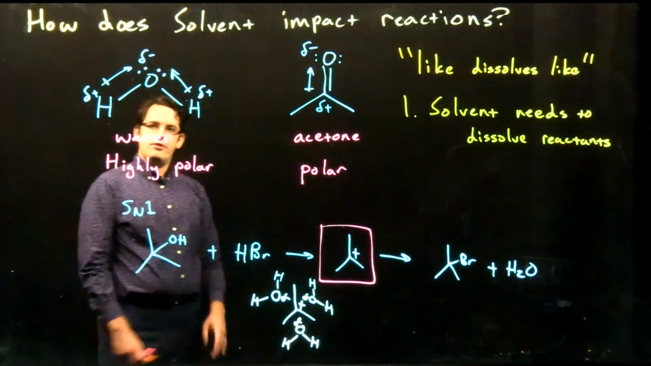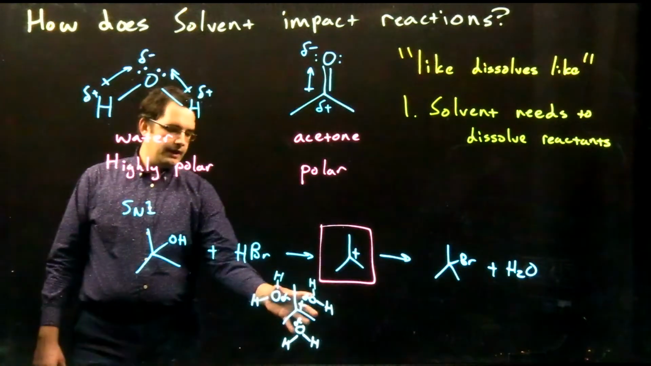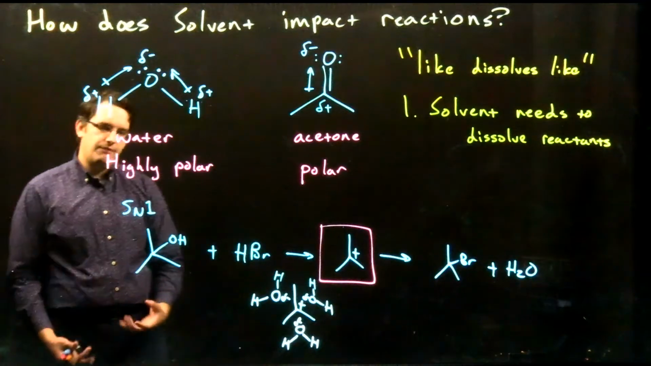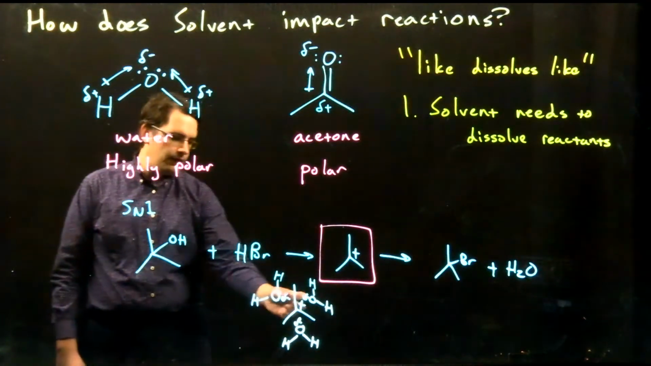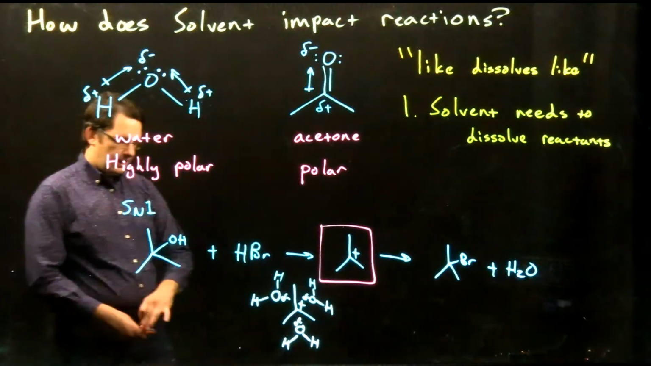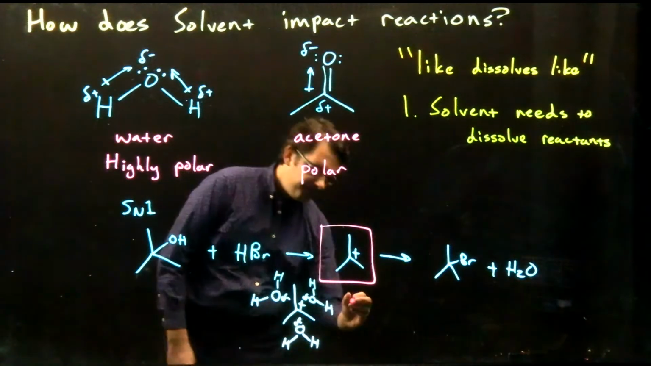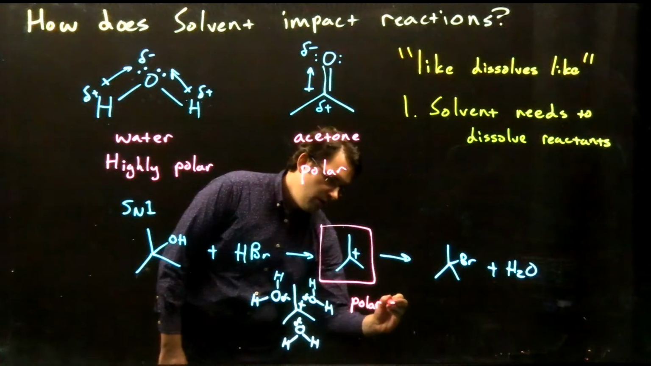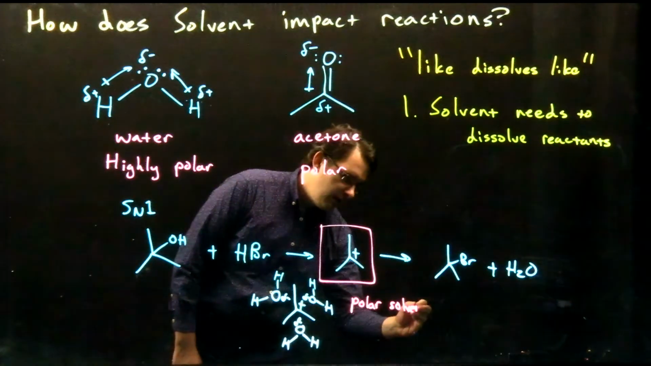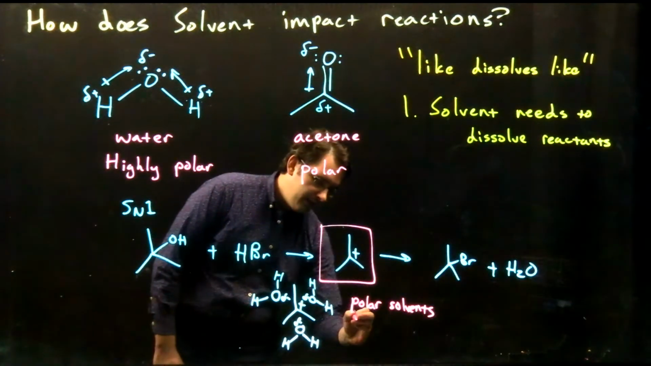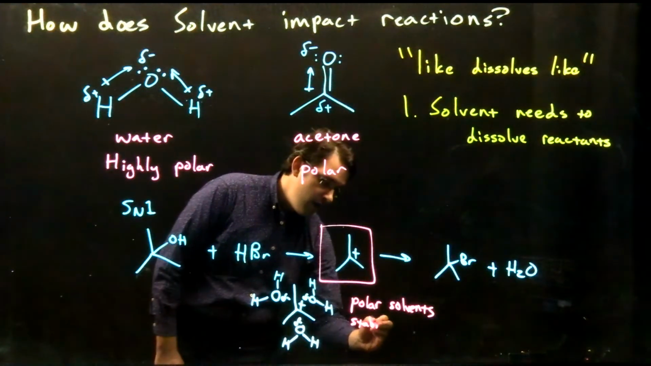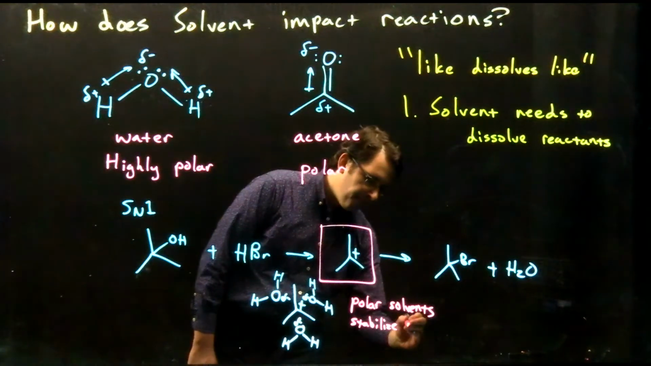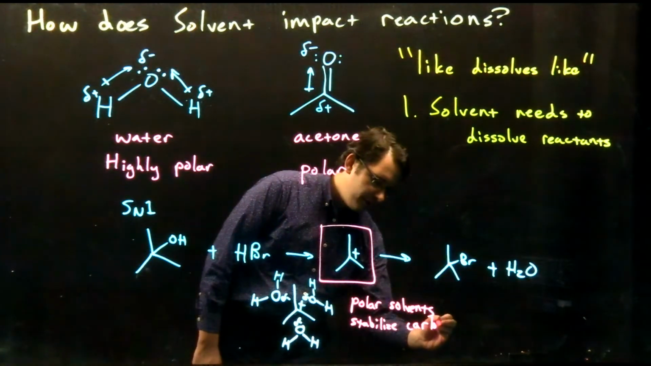So that positively charged carbocation can get surrounded by partially negatively charged oxygens of our highly polar water molecule, and it can help to stabilize our carbocation. So polar solvents will stabilize our carbocation, and then anything again that stabilizes our carbocation will speed up our reaction.